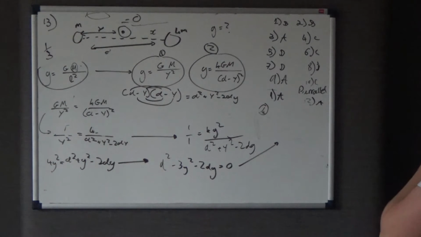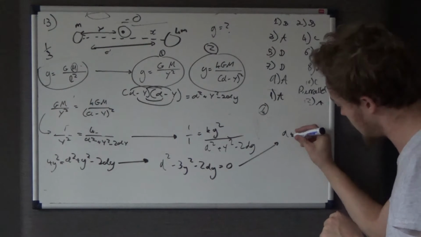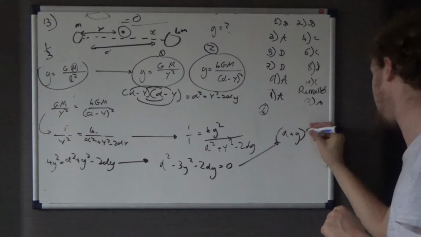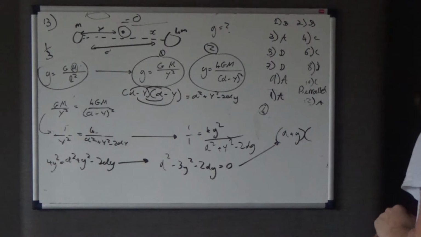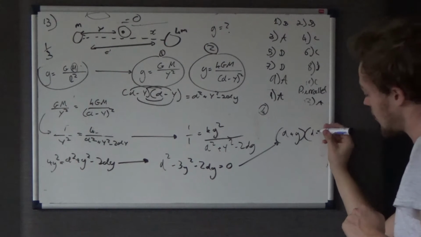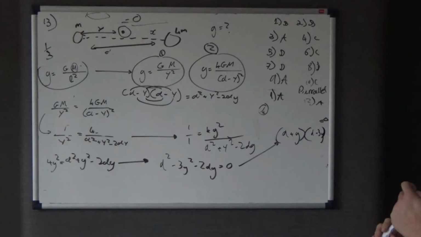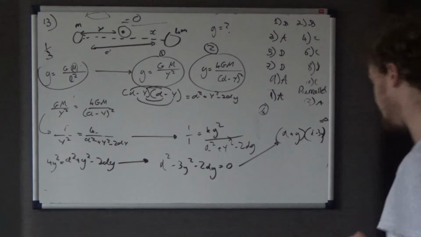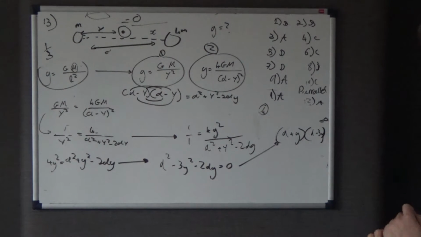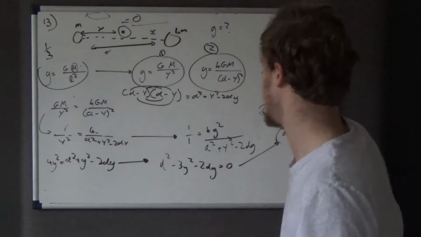But what we want to do there is factorise it. So that will get you (d plus y)(d take 3y) equals 0. And we want to work out what this distance is here, what this y is.